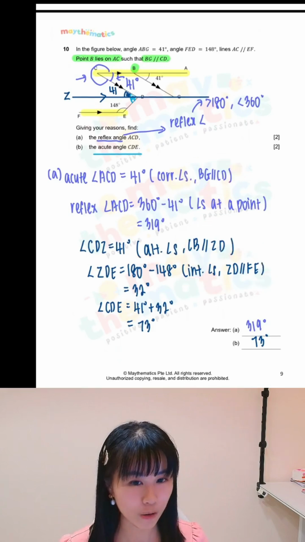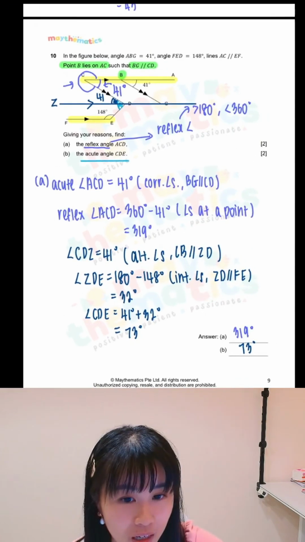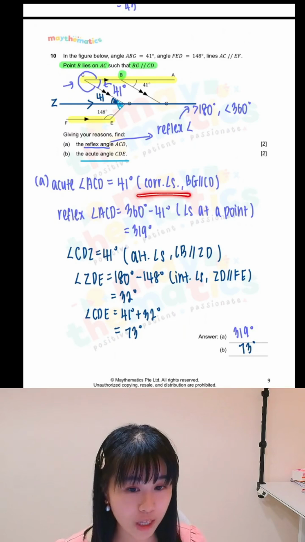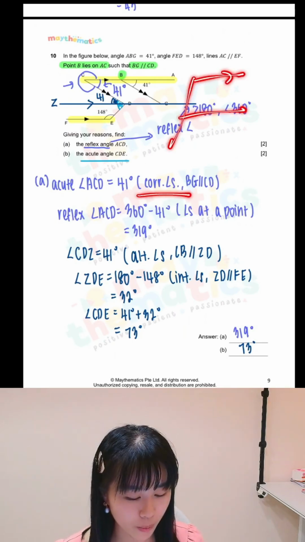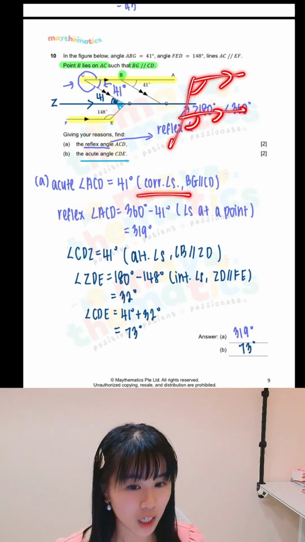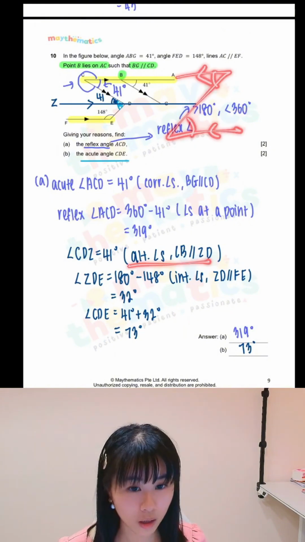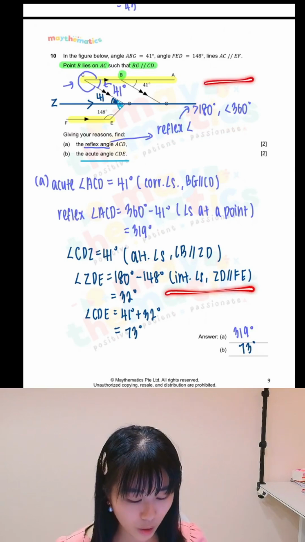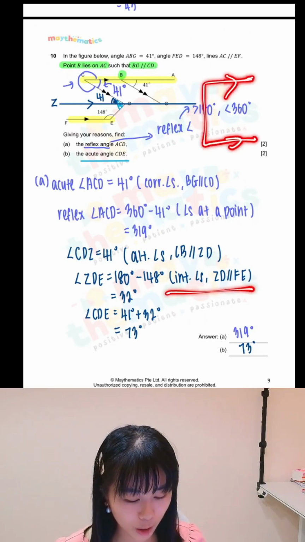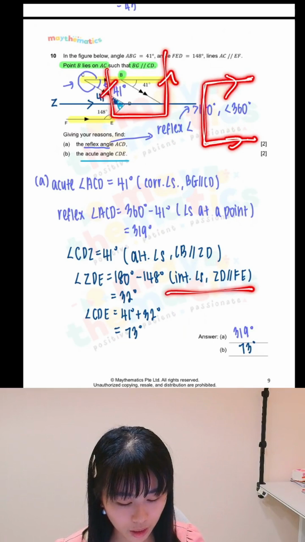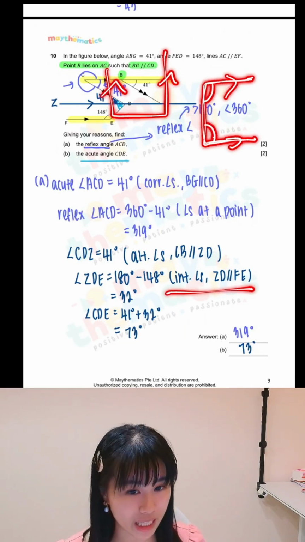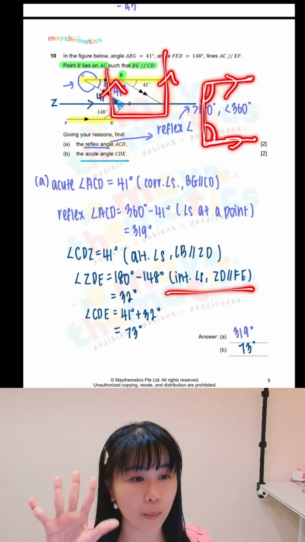Okay, can I zoom out for you? So recap again. What's corresponding angle? Corresponding angle is when you have the F shape, they are equal. Alternate angle is your Z shape. The angle here and here are equal. Interior angles is when you have the C shape or the U shape. This and this add up to 180. Not equal, but they add up to 180 degrees.